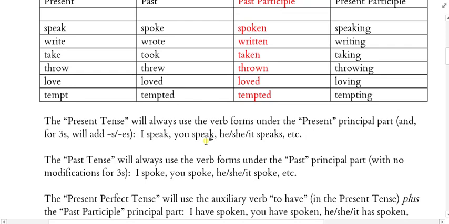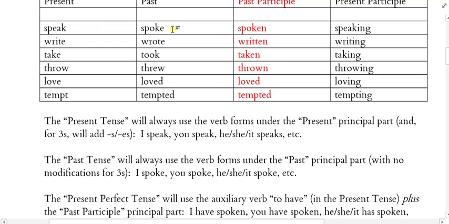The present perfect tense in English is the tense that uses the auxiliary verb to have in the present tense, plus it's going to use the past participle principal part. So take forms like I have blanked. What are we going to add? We're always going to add this form in the third column. I have spoken. I have written. Now, if you try to add the present principal part there, it's not going to sound good. I have speak. I have write. Does not work. What about the past?